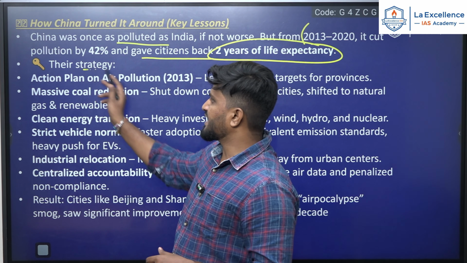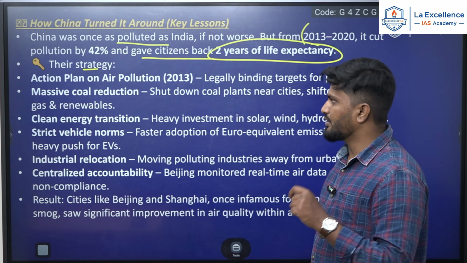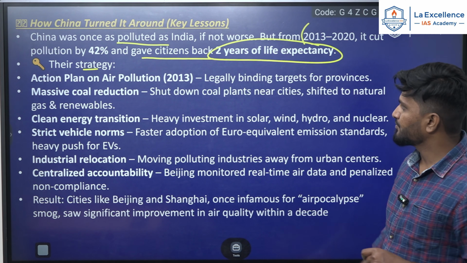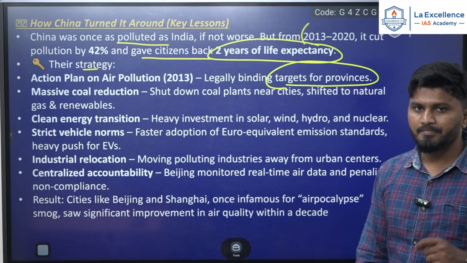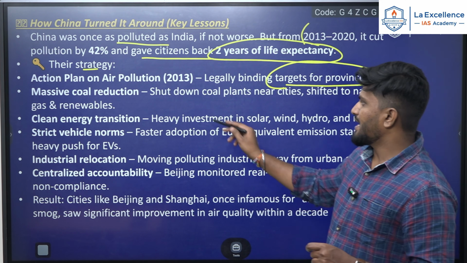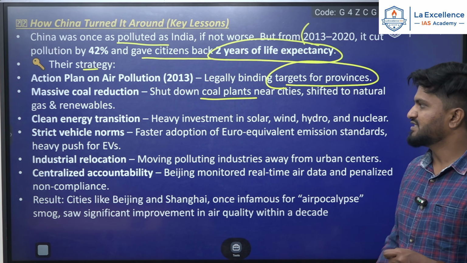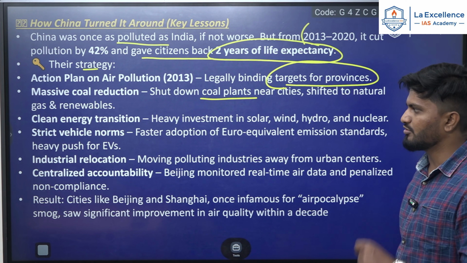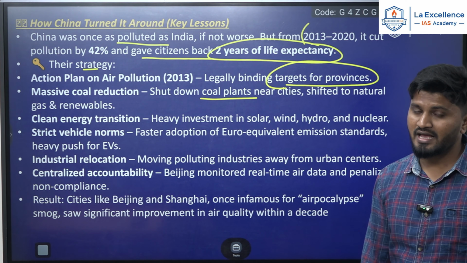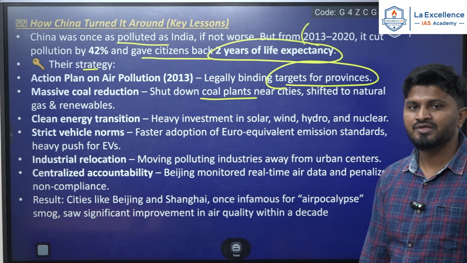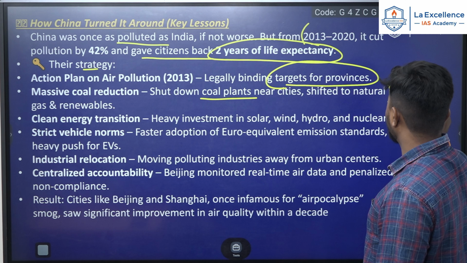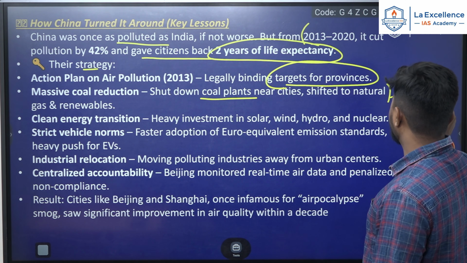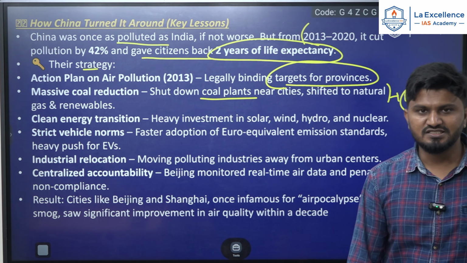Next, their strategy was the Action Plan on Air Pollution 2013, which set legally binding targets for provinces. Next, massive coal reduction, that is, it shut down coal plants near cities and shifted to natural gas and renewables. India can explore these options, but India is not at the level of China in terms of economy or energy security. So India still needs coal for our energy security.